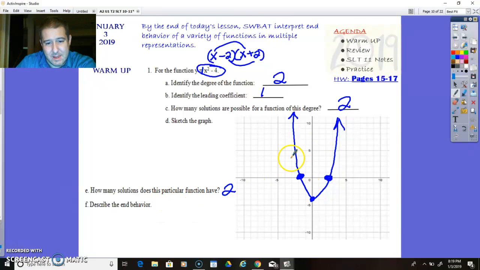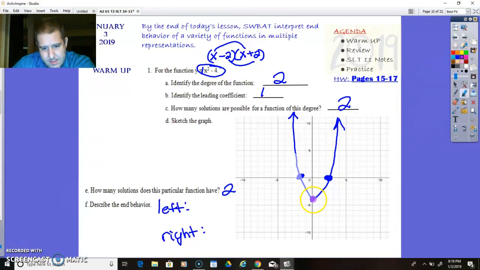The end behavior. So as we're going to the left, the end behavior is going up towards, now I'm just going to write this out for right now. Later on, I'm going to write this out in the correct manner. So if I start here and I trace it going to the left, it's going up towards infinity. So I'm going to say as I go left, it's going up towards infinity. And as I'm going to the right, it's also going up towards infinity.